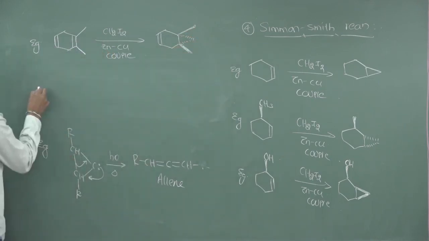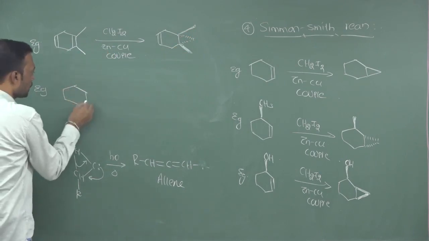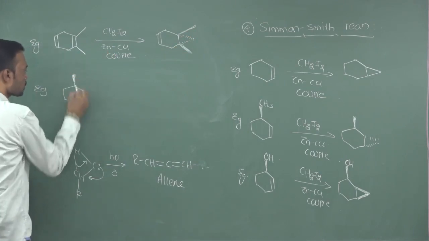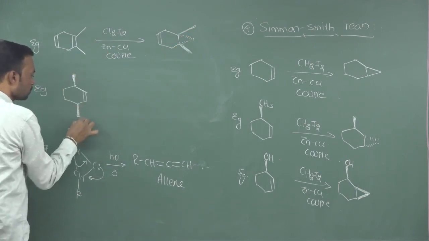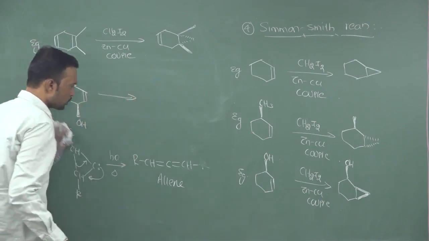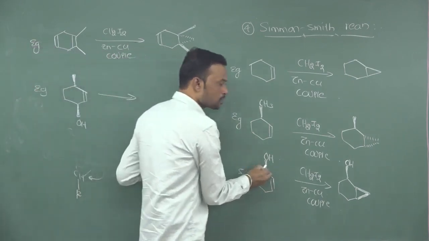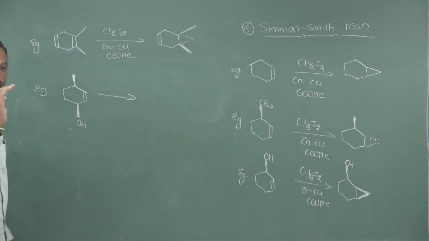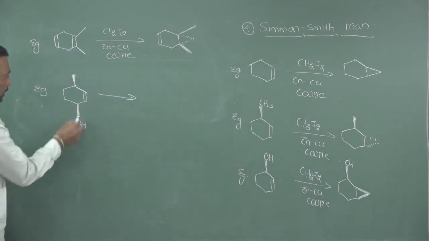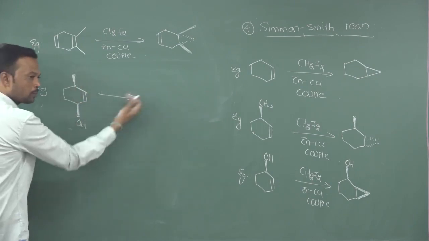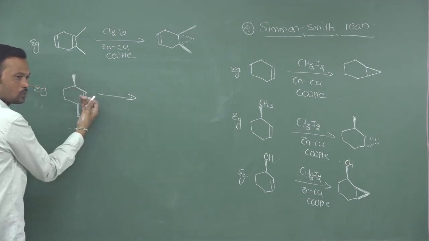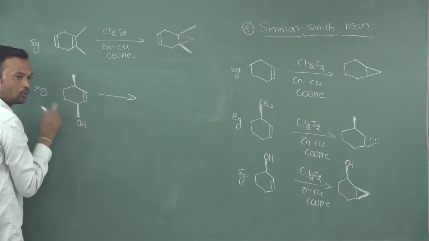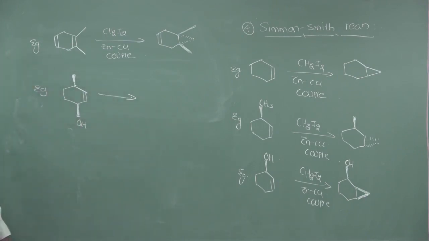Suppose competition comes between a chelating group and a crowding group. One point was already explained: if a chelating group is there, we direct from the chelation side; if a crowding group is there, we direct from the side opposite to the crowding group. Now here the crowding group is above, so can I attack from below? No. Why? Because now the reaction is controlled by the chelating group.